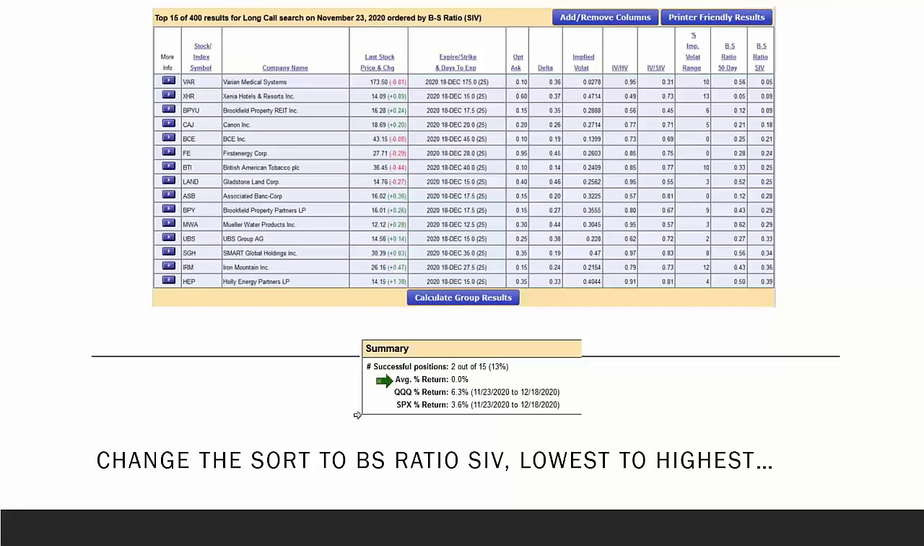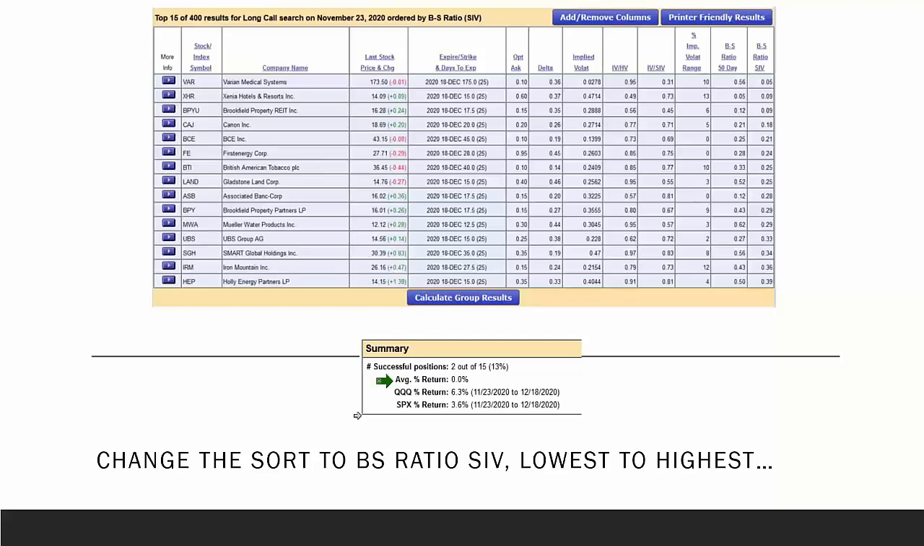So we looked at the top 15, there was a 0% return. That's a huge difference in sorting, isn't it? From just going to Black-Scholes ratio 50-day to Black-Scholes ratio SIV. And because I'm using a 25-day out option, in this example, I know most of you wouldn't be doing that. This was just an exercise, just looking 1 month out for undervalued options.